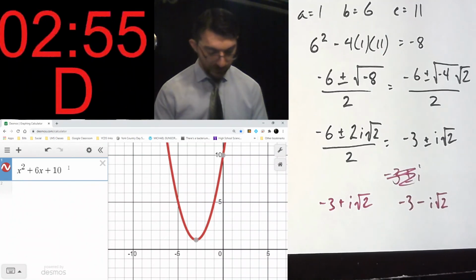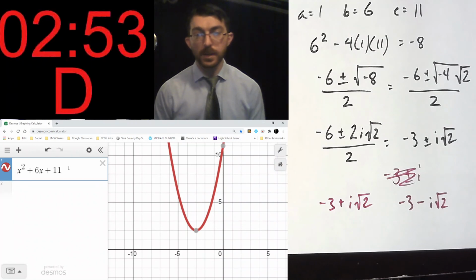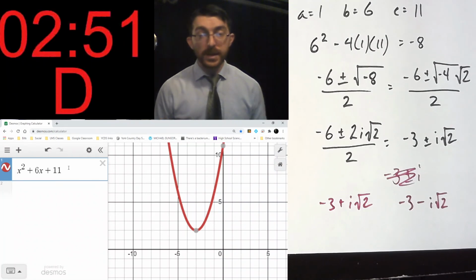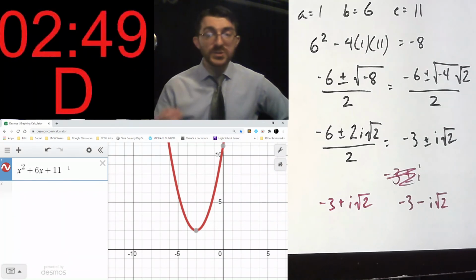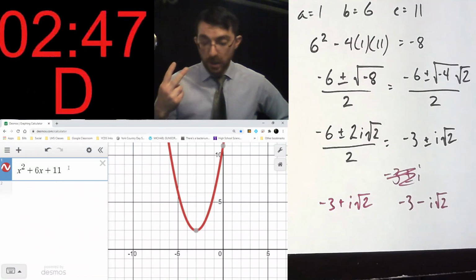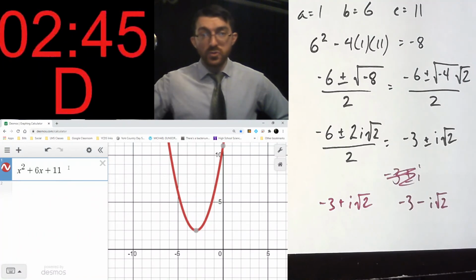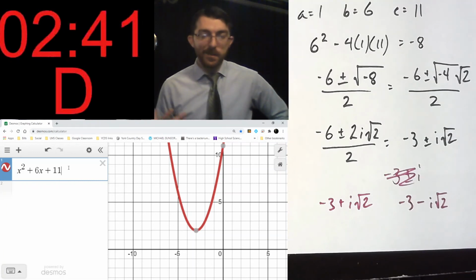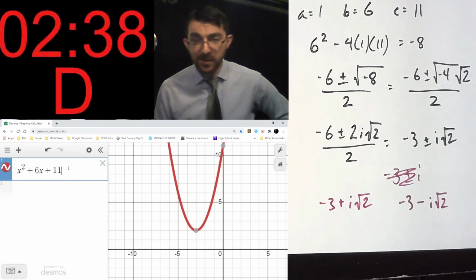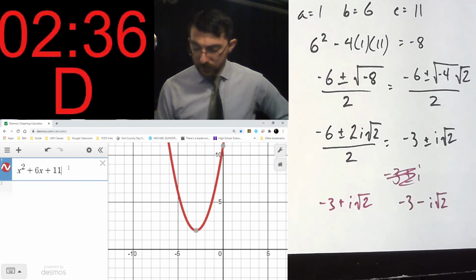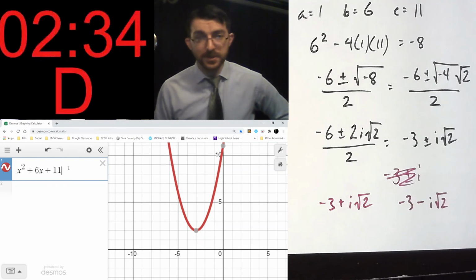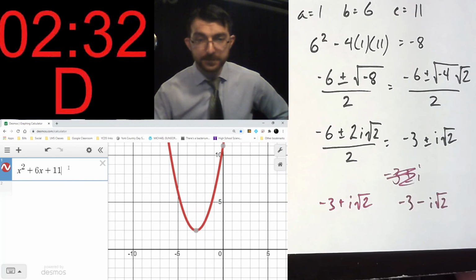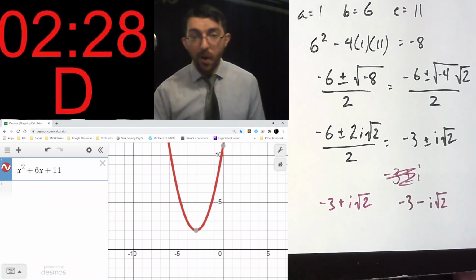If I change that into 11, you wouldn't know it, but this parabola has 2 solutions. It's got 2 complex x-intercepts, you could say. And not only are they complex, they're also irrational. Okay. So that is all 5 possibilities.